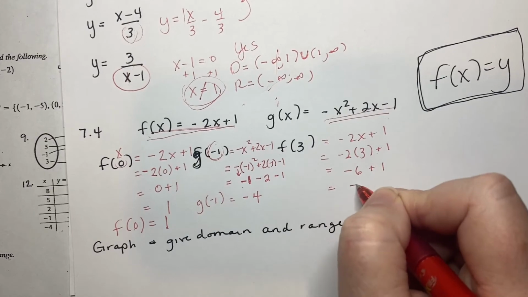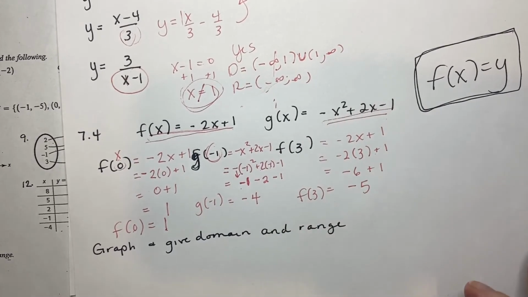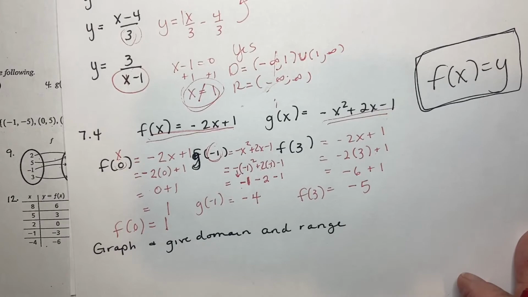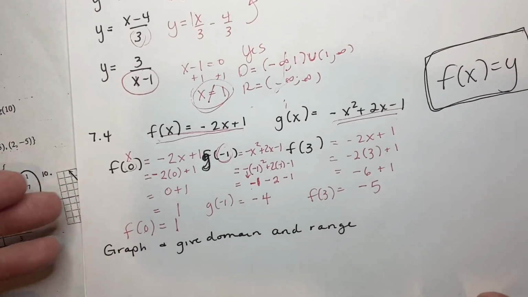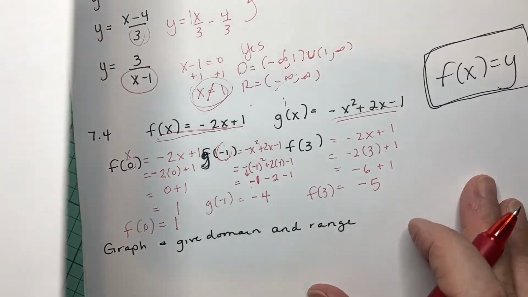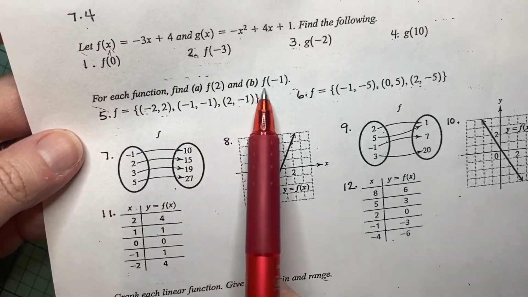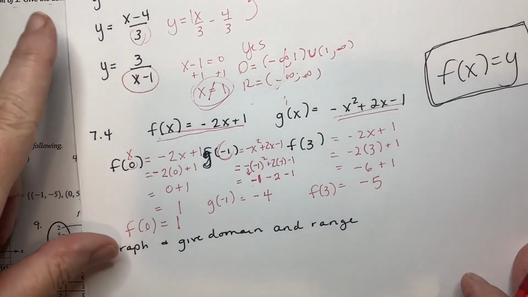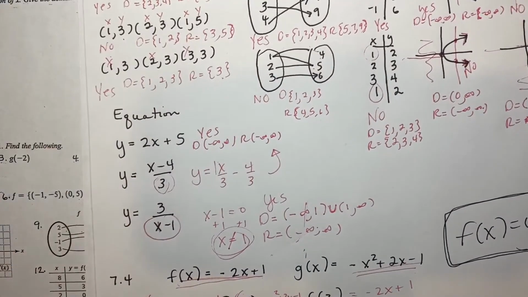Negative 6 plus 1 is negative 5. So do you see that f of 3 is equal to negative 5? Okay, now the next part of your worksheet is going to say, for the function, find f of 2 and f of negative 1. So let's go back to the ones I drew earlier.